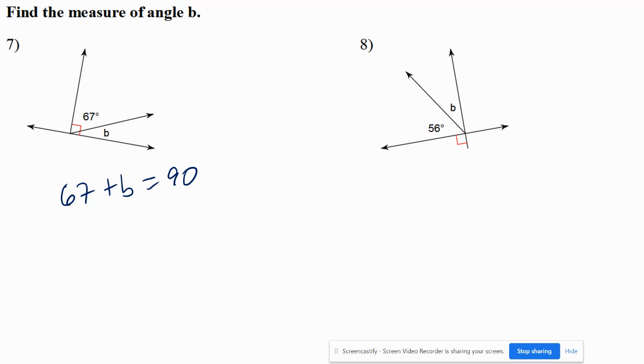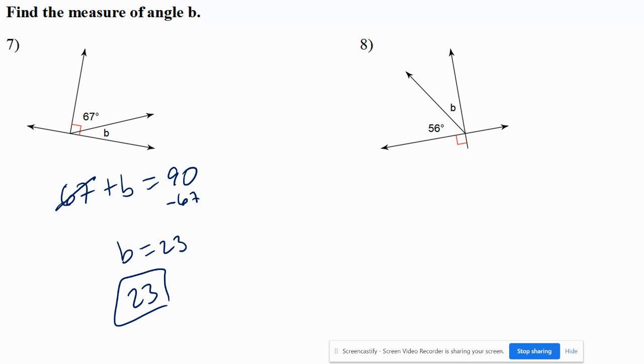Now that looks like a simple algebra question. In my case, let me move the 67 to the other side. Don't forget to switch the sign. So I'm going to have that B is 90 minus 67, which is 23. So it's 23 degrees. On your homework, just type in 23. I'm just looking for a 23. That's the measurement of the angle. Don't worry about the degree symbol, just 23.